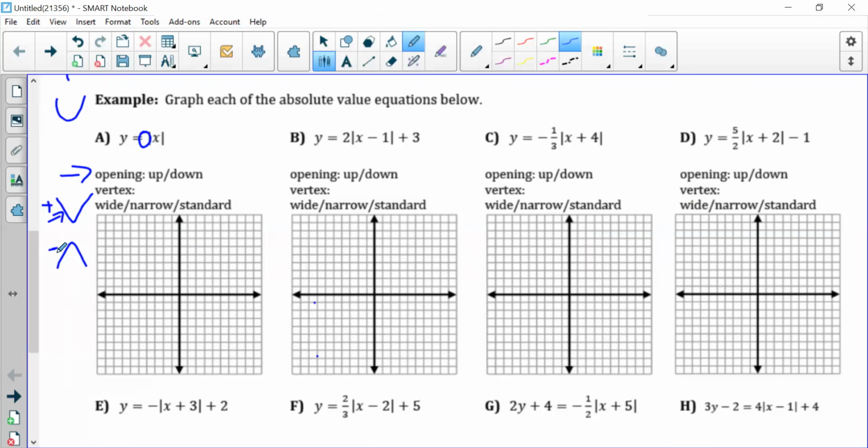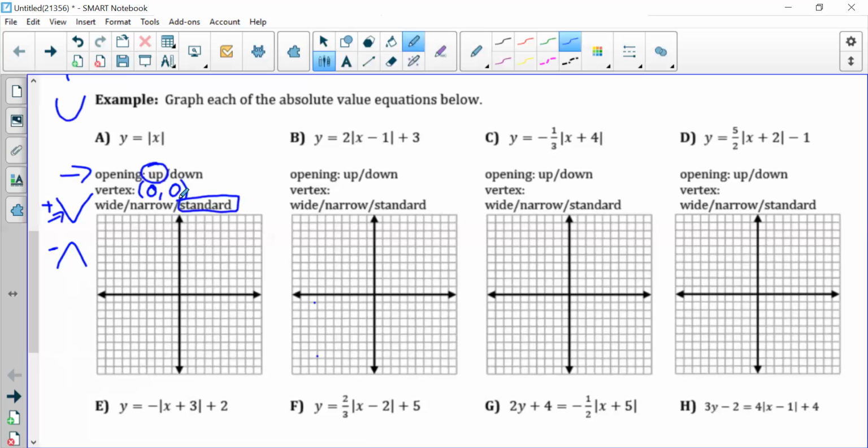All right, so looking at our first one here, y equals the absolute value of x. This is positive, so it is going to open up. This is our parent graph, as discussed before, so it starts at 0, 0. Next is talking about wide, narrow, or standard. This is talking about how wide the opening of our V is, what our graph looks like. This is the parent function, so by definition, it is standard. It is what we base everything off of.